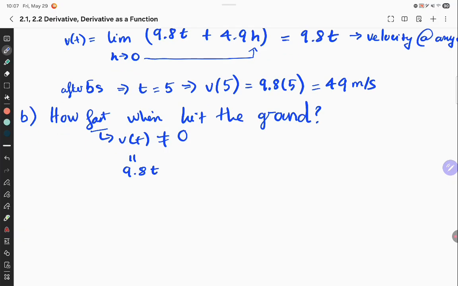This tells you the velocity at any time t, the velocity as a function of t. So to find the velocity, this is what you're going to use. But in order to get some number, what do you need? The time. You need some time to multiply by 9.8 to get the velocity. Then, when it hit the ground, the time that you're looking for, how do you explain that? How do you describe that time?